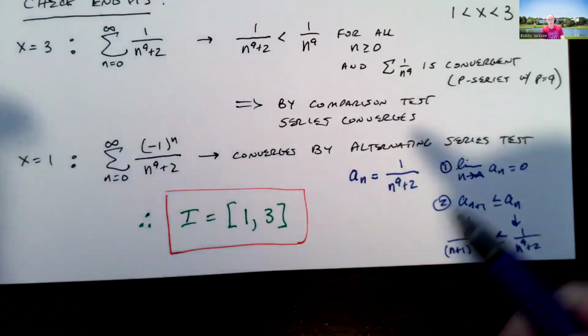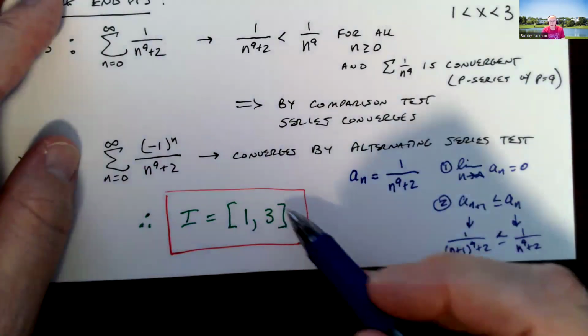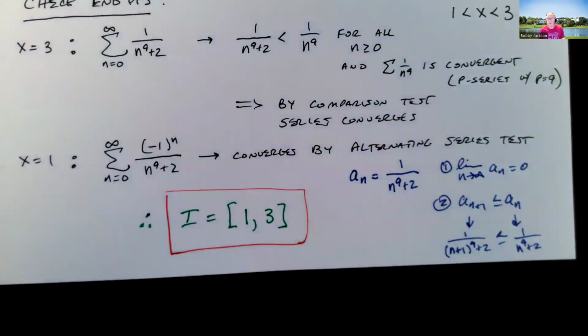Bottom line is at both of our endpoints the series converges, so we do want to include those. So we're going to use brackets on those endpoints of our interval. Okay, that's the interval of convergence. Hope this helps.